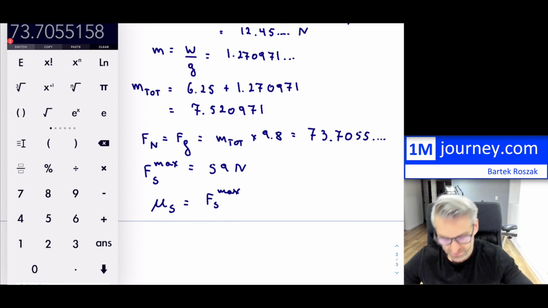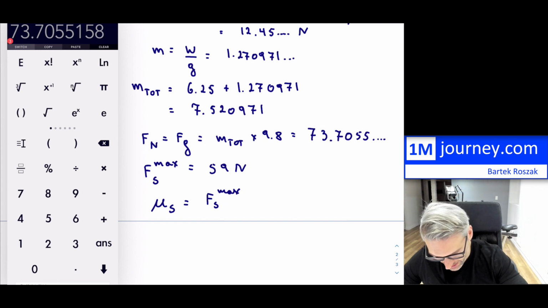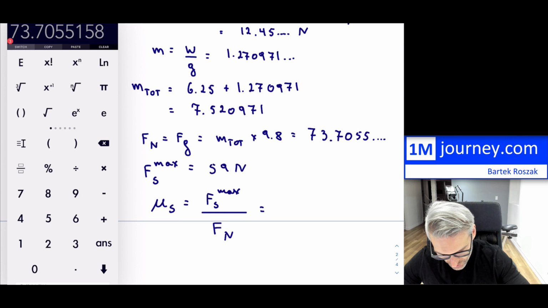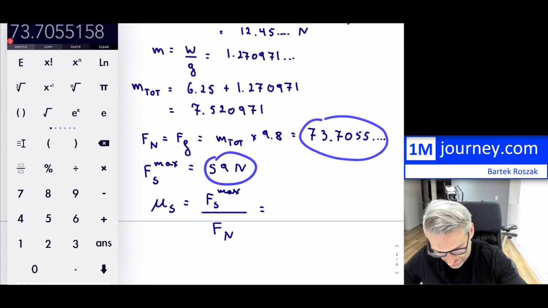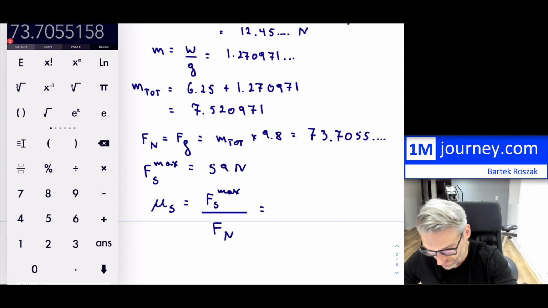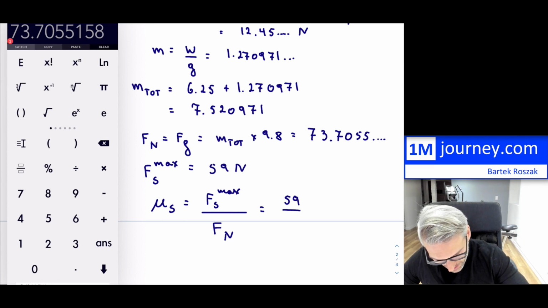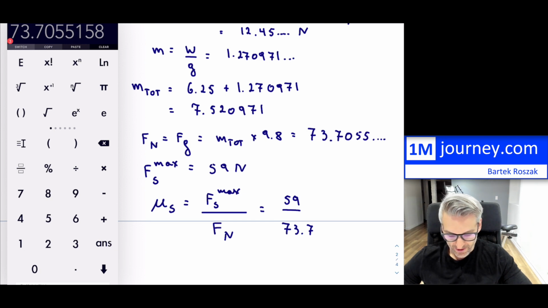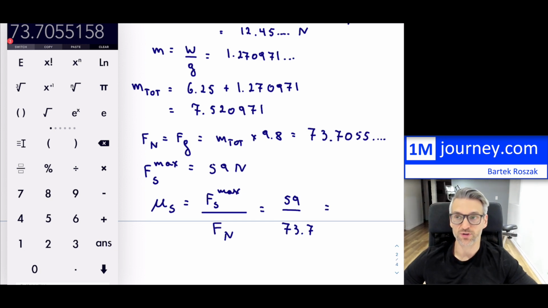Now if you want to know what the coefficient of static friction is, that's going to be the maximum static friction that allows this object to move divided by the force of normal. So you take these two items and just do the division. This is going to be 59 divided by approximately 73.70, and that gives us the static coefficient of friction.